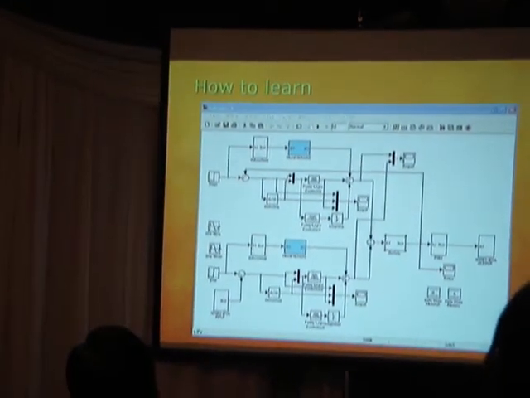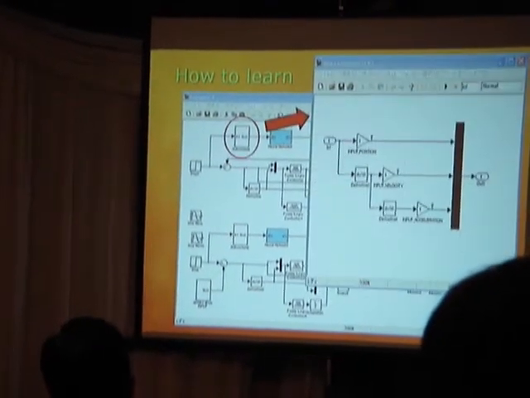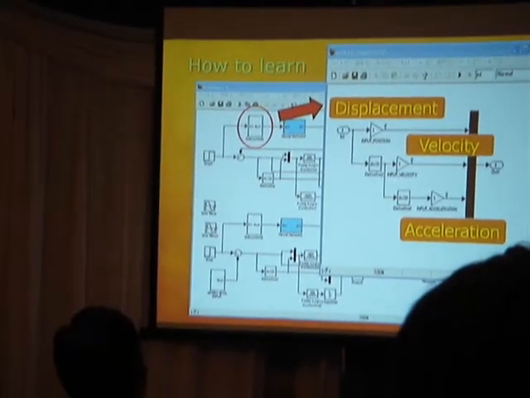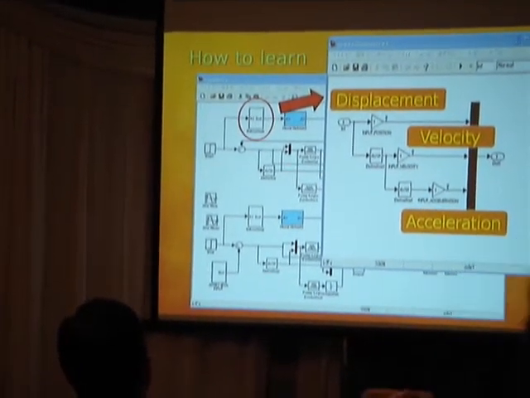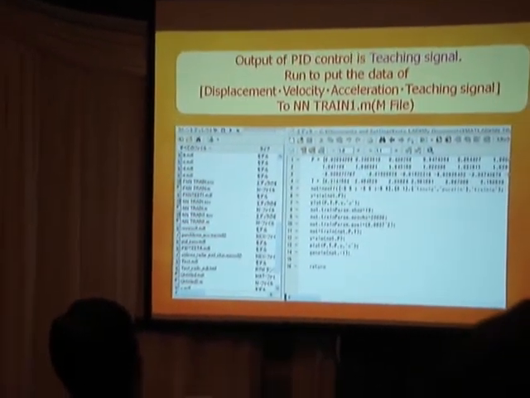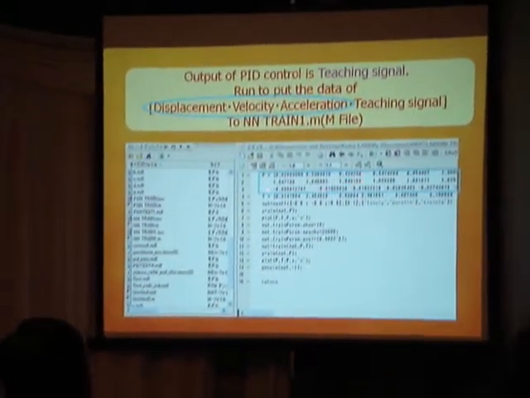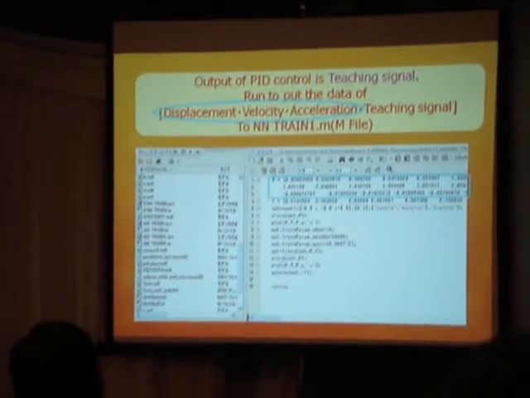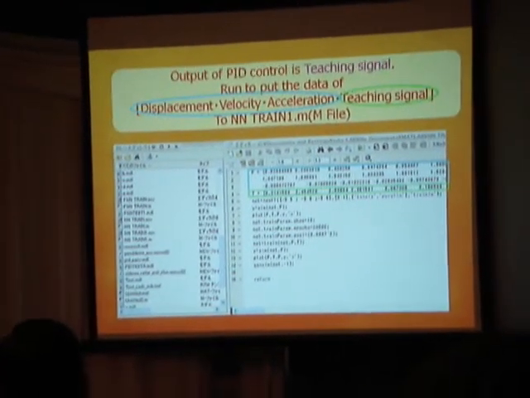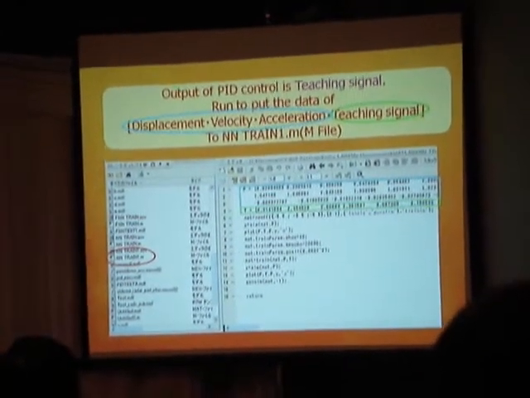This is the model diagram. This block is the neural network block. The 3 inputs necessary for the neural network are displacement, velocity, and acceleration. The output of the PID control is a DC signal. For learning, I put in the displacement data, velocity data, acceleration data, and DC signal data. This data is put into neural network training 1 to 12.